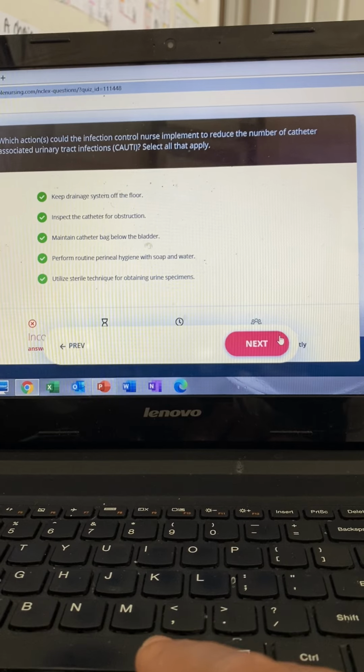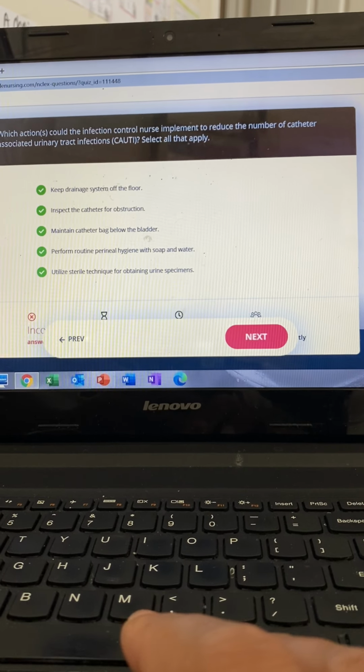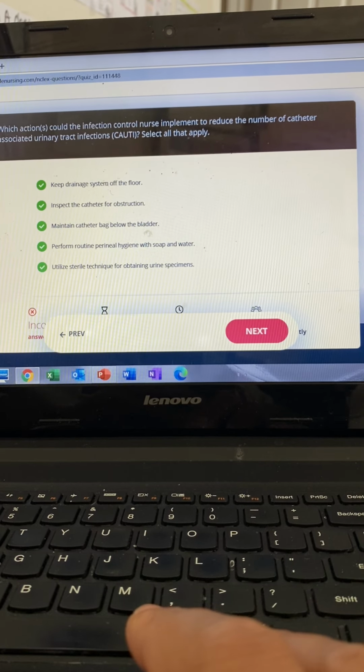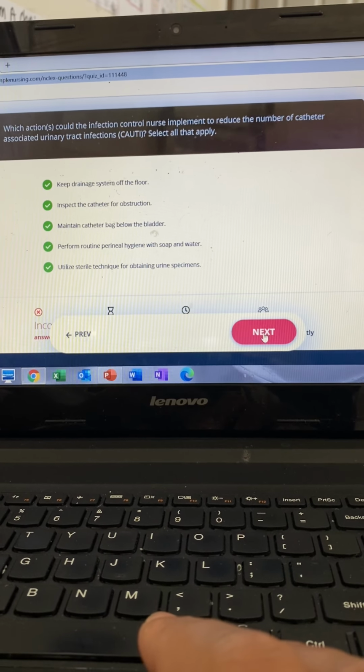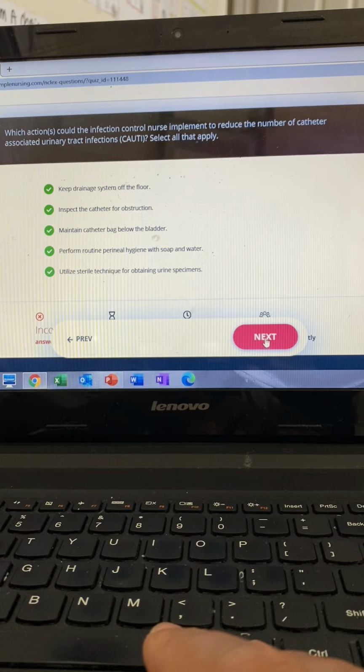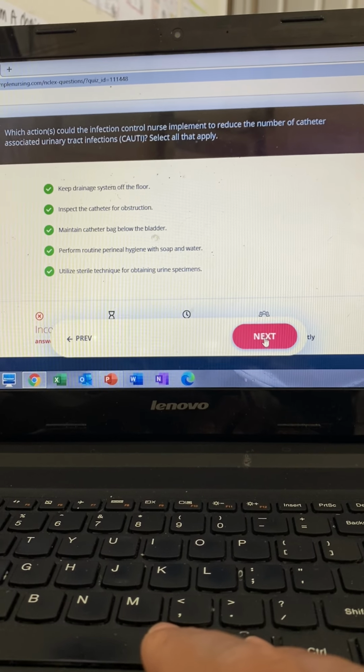And option number 4 and 5 are also correct. Guys, perineal hygiene keeps the area clean, reducing that infection risk. And option 5, using that sterile technique when getting samples to avoid the contamination. Okay, that wraps it up.